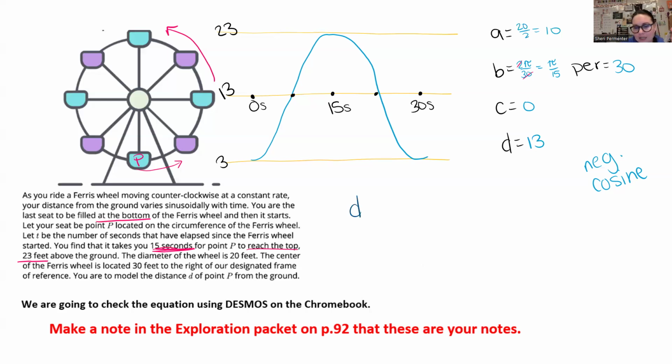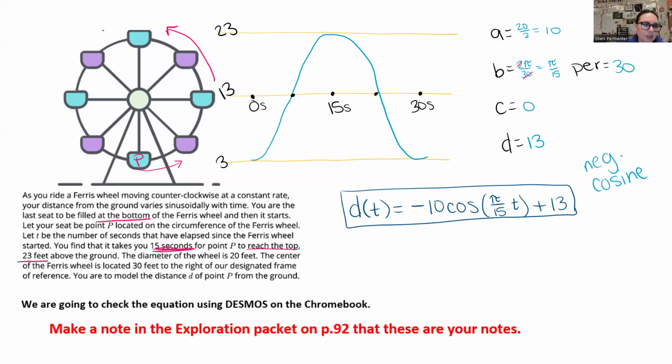So I'm going to write my equation. I have d of t because it's the distance with a unit of time. I have a negative cosine graph, so I need to make sure that it's negative 10 cosine. My period constant is pi over 15. The units are time. I'm not shifting left or right. And then I am shifted up 13. That is my equation.